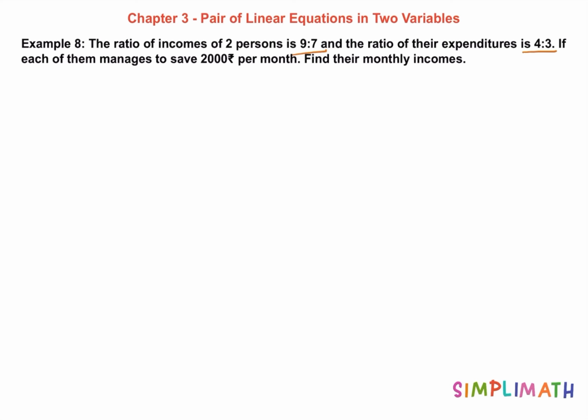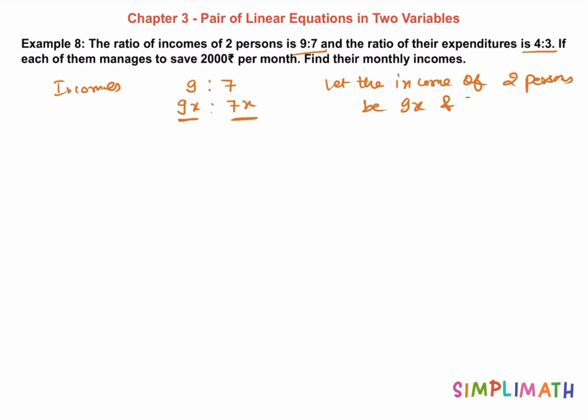Now we know that the incomes of the two people are in the ratio of 9 is to 7. So we can also say that the incomes are 9x and 7x because they are in a ratio, so we can multiply the same amount on both the sides, still the ratio would be same. So let the income of two persons be 9x and 7x.